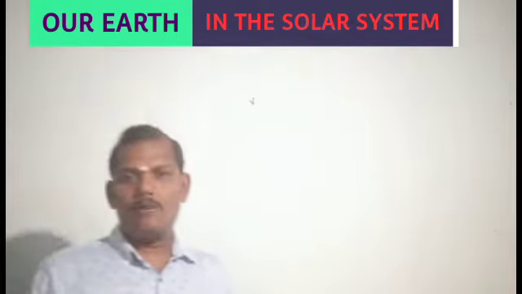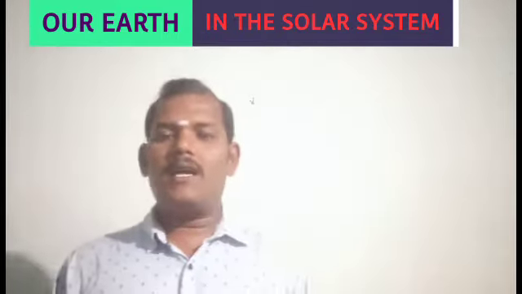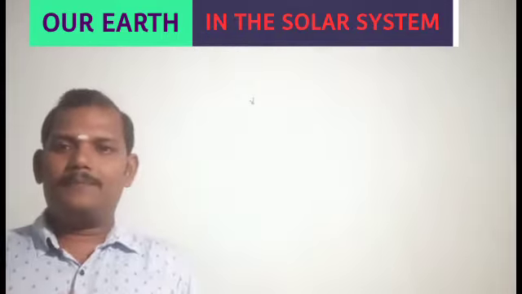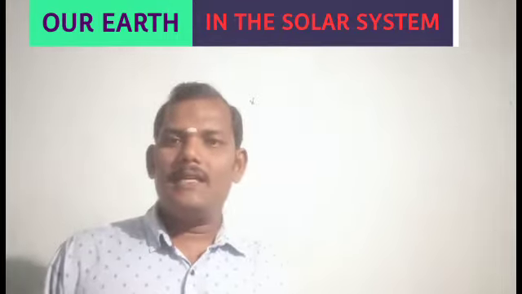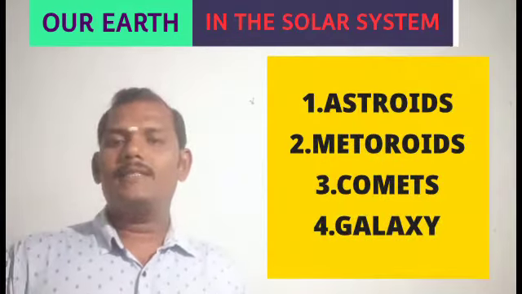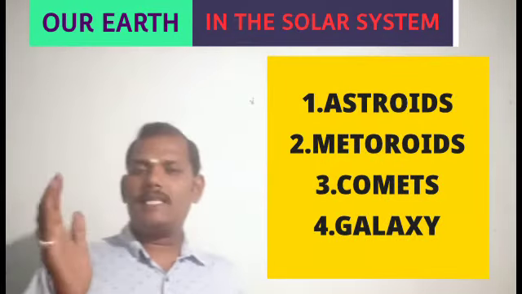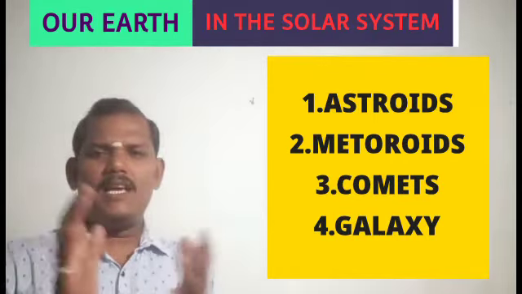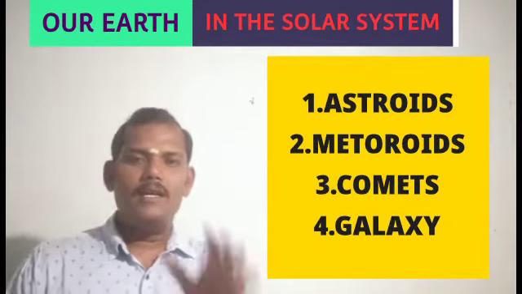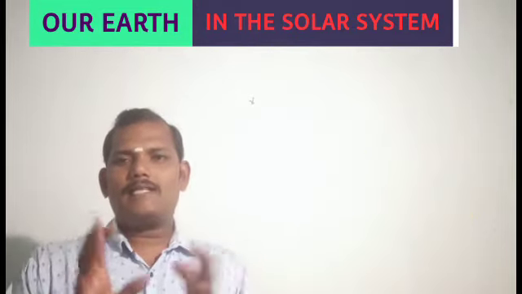We will discuss those other celestial bodies in the solar system. What are they? They are called asteroids, meteoroids, and comets. These three areas remain in this lesson. So, what are asteroids?